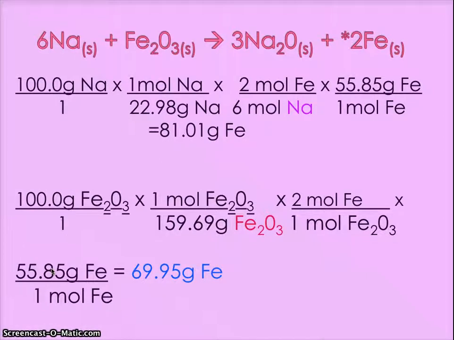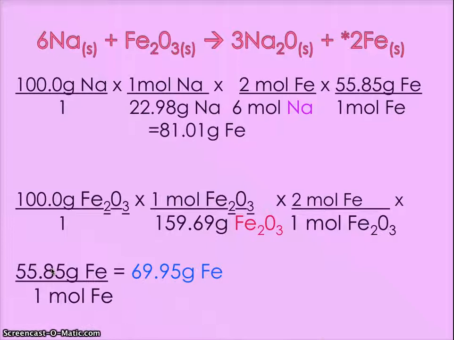Next, we will repeat similar steps for our other reactant, iron oxide. We will start with our 100.0 grams of iron oxide, multiply that by iron oxide's molar mass, which is 159.69 grams per mole. We multiply that by the mole-to-mole ratio of iron to iron oxide, which is 2 over 1. Finally, we multiply that by iron's molar mass, which is 55.85 grams per mole. Once again, all of the units cross-cancel except for the grams of iron, and we end up with an answer of 69.95 grams of iron.